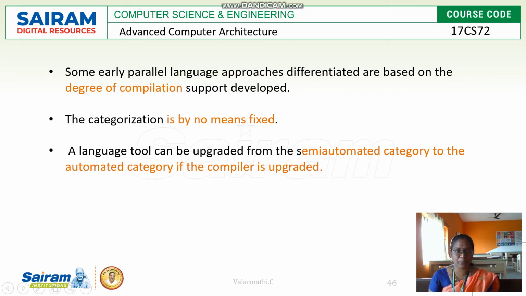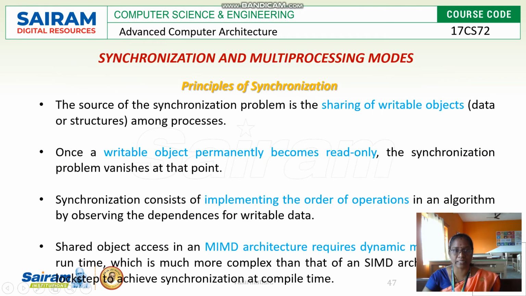These parallel programming languages are differentiated based on the degree of compilation. How it is compiled will separate the semi-automated category from the automated category. So if the compiler is upgraded with new advancement, it will move on to the automated category.